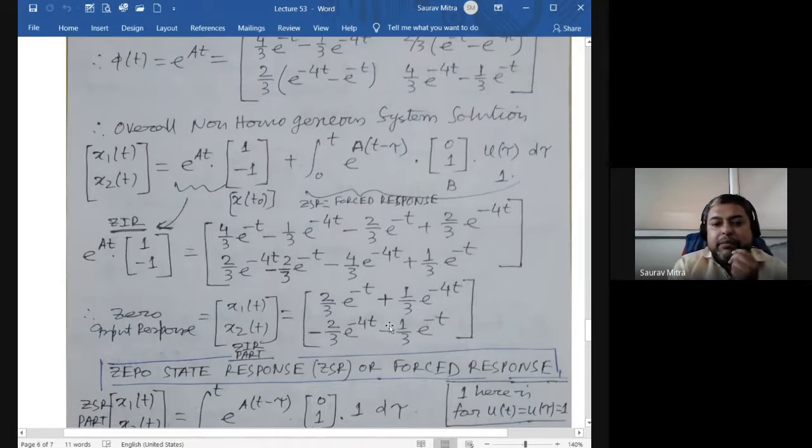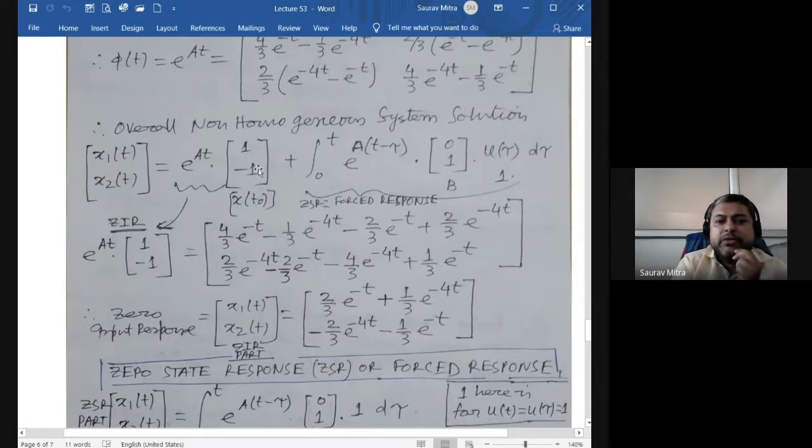So top and bottom, both the state variables are the same. Sorry, they are not the same actually. The coefficients have crisscrossed, they are interchanged, but the bottom state variable is all negative and the top state variable is all positive. So how does this variable look? e raised to minus 4t negative and minus 1 by 3 e raised to minus t. So it starts at the bottom and goes up, and x1(t) starts at the top and exponentially comes below. So this is actually the zero input response.